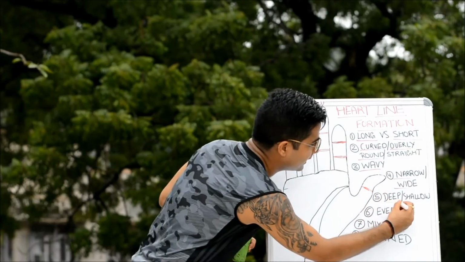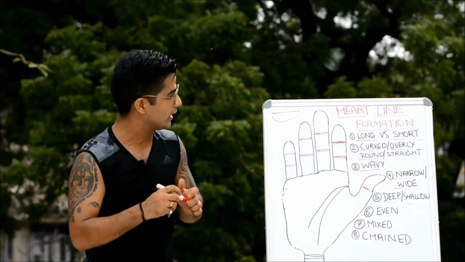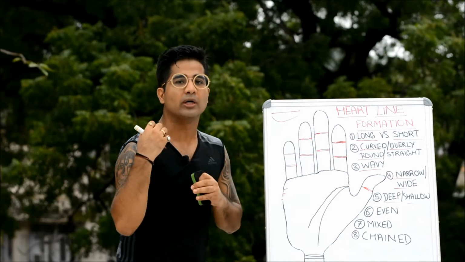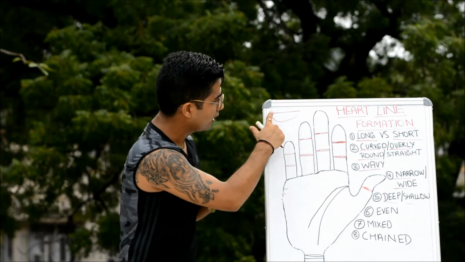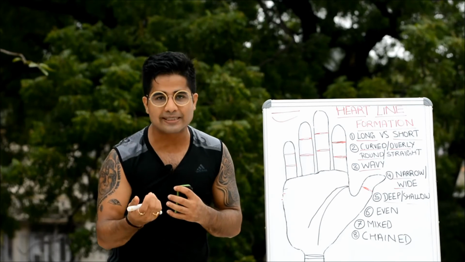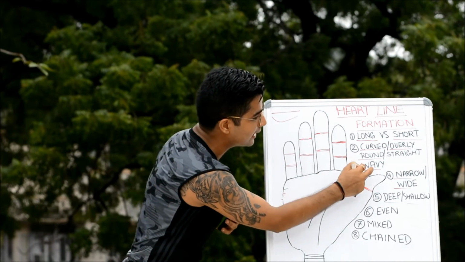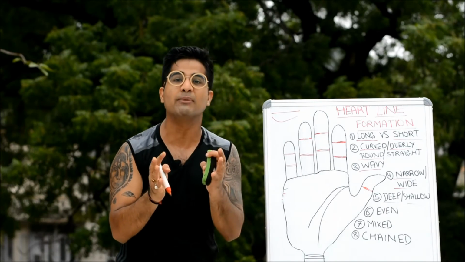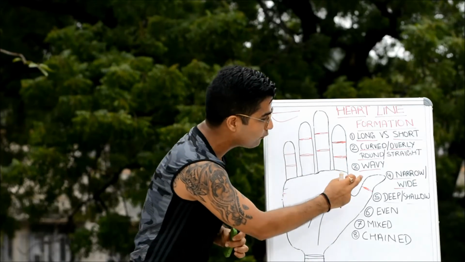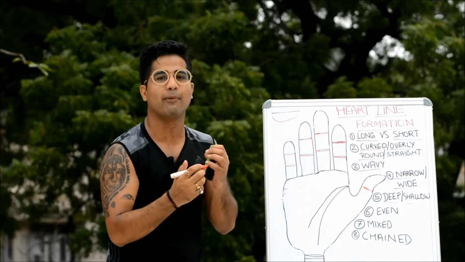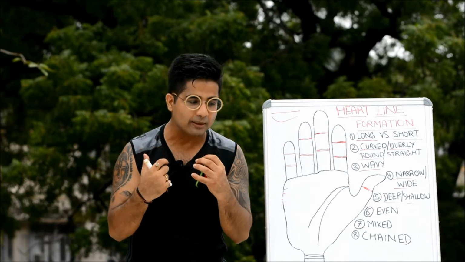Next is about the deep and shallow. So what do I mean by that? Once again, as we have studied, the straight line tells about unyielding, uncompromising nature. The curved line tells about compromising, flexible, adaptable nature. We have also discussed the narrow and wide, which tells about the emotional refinement. In the same way, when you'll find the heart line to be deep or shallow, the depth of the line just tells about the degree of conviction in the matters of the heart.